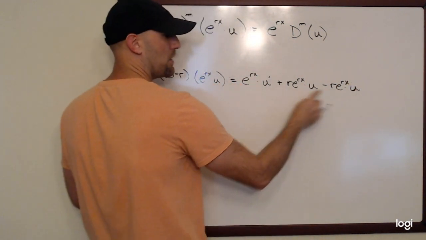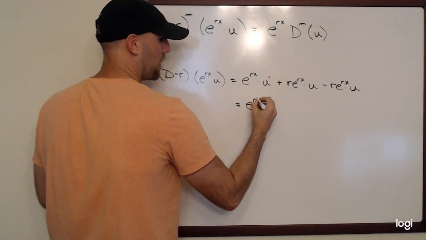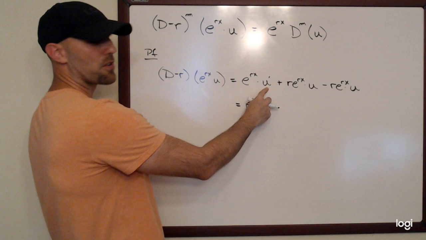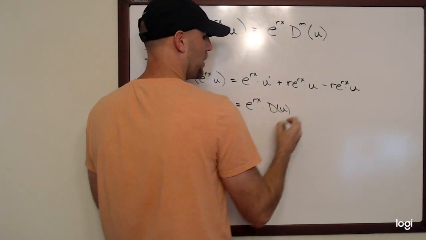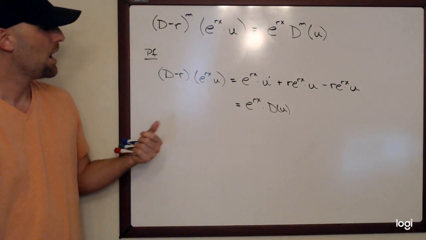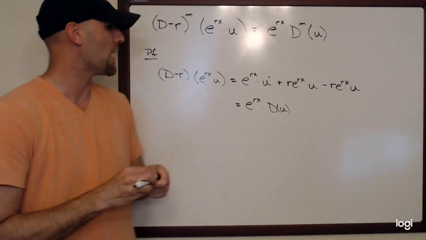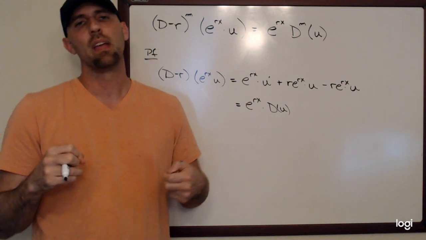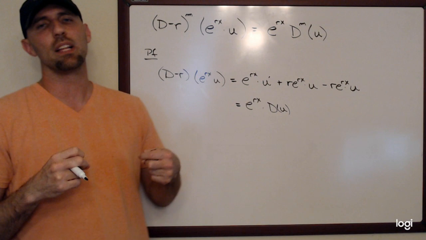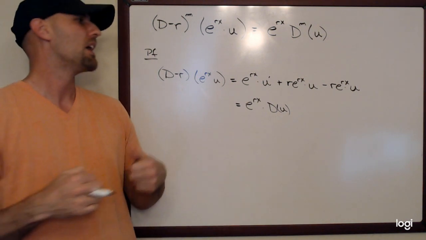But notice that these two terms are additive inverses. So I get e to the rx times, isn't that the first derivative of u? That's du. Okay? So it works, right? And the way inductive proofs work is that now that I've shown it works for the first step, what I do is I assume it works for as many steps up to, let's say, some number k minus 1. And since I know it works there, I can show it works for k.